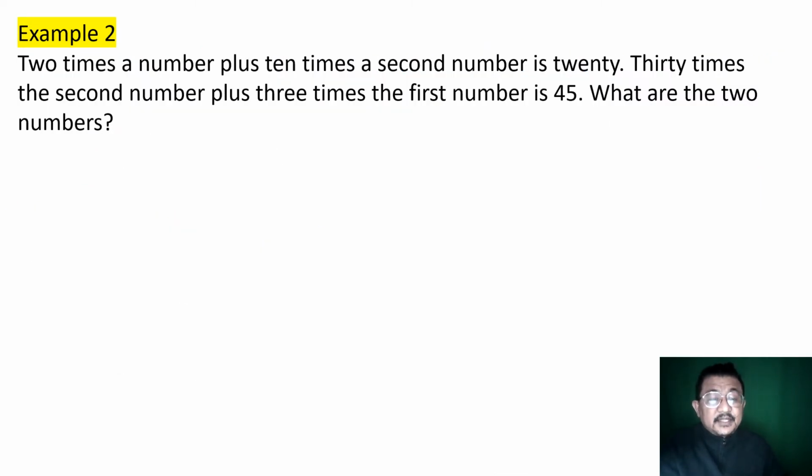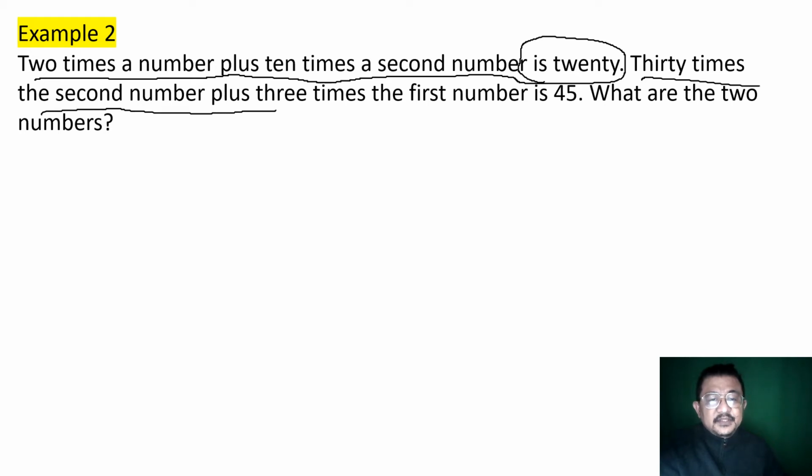Now let's have a second one. So 2 times a number plus 10 times the second number is 20. All right, that's one equation, obviously. 30 times the second number plus 3 times the first number is 45. So let's write down our equation. Something is equal to 20. And on the other side, something is equal to 45.